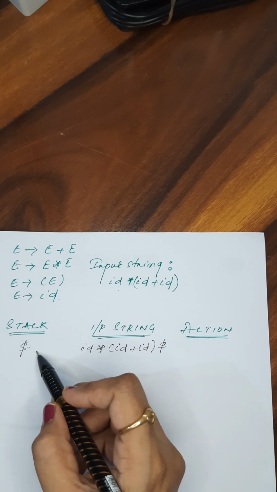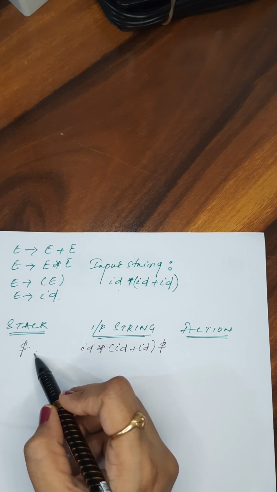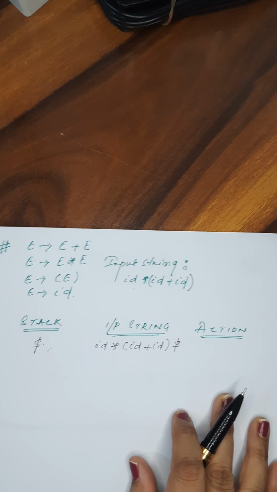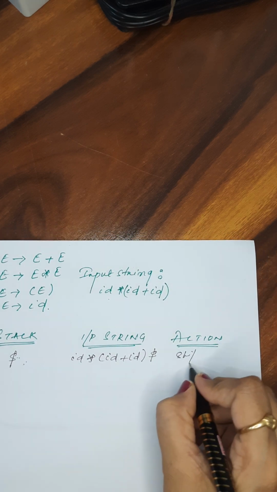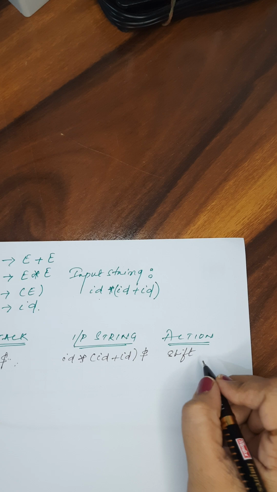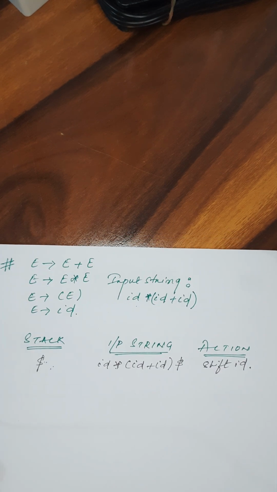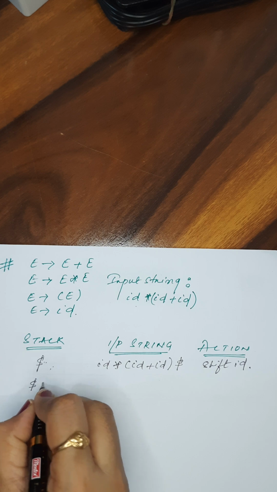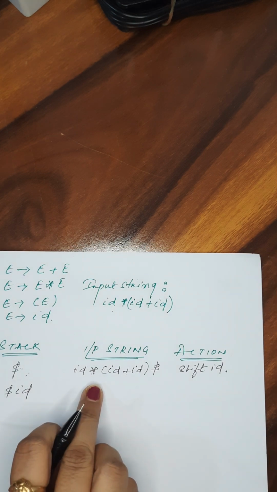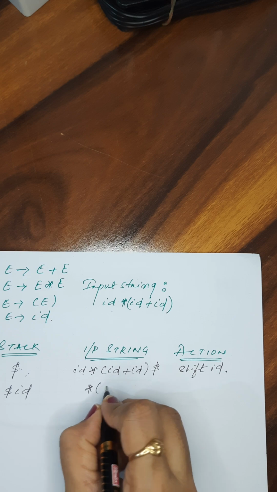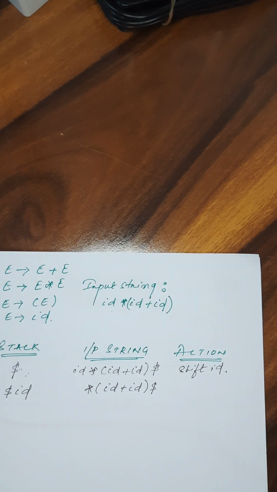Once it finds a handle, then what will it do? It will perform your reduce action. How will it do this? Now see. Okay, the very first step, what will it do? It will shift. What will it shift? It will shift your ID. So, what will I get over here? $ID. Now, ID is shifted over here. So, what will remain over here? Star, bracketed ID plus ID and dollar.